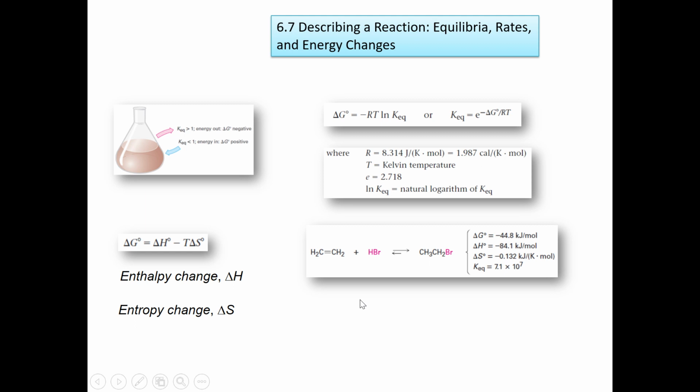Here you can see that for the reaction that we studied before, the polar addition of a double bond to hydrobromic acid, the variation of Gibbs is minus 44, variation of enthalpy is minus 84, variation of entropy is 0.132. And the constant of equilibrium, as we said before, is 7.1 times 10 to the 7. The process is exergonic because K, the equilibrium constant, is greater than 1, that means that we will have more product than starting materials, and the variation of Gibbs of the reaction is negative, that means exergonic.